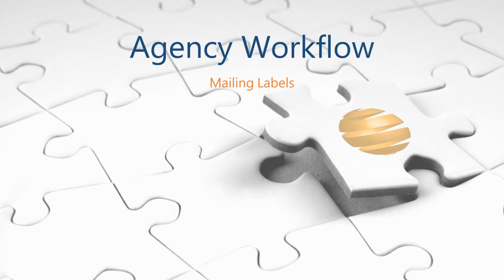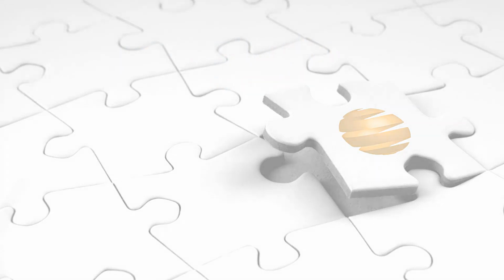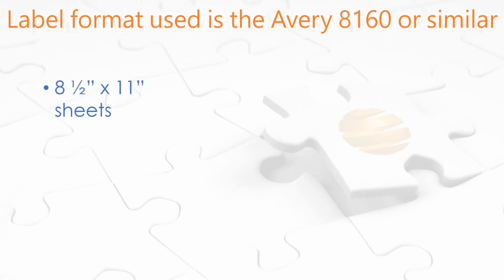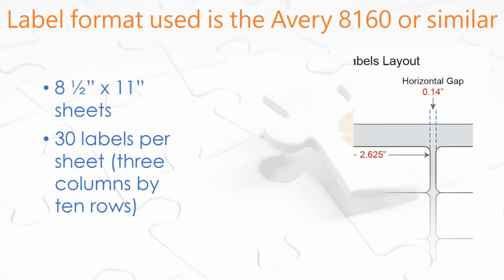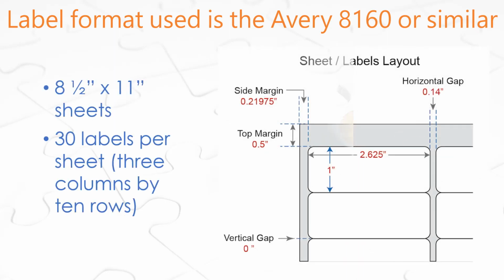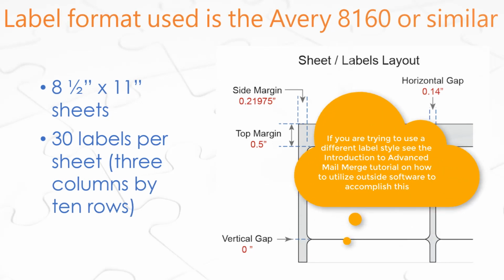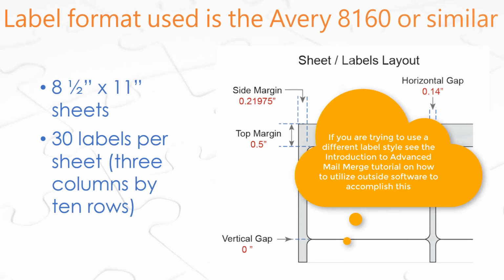In this video, we will show you in detail how to create labels using the program. Our mailing label feature utilizes the Avery 8160 style labels or similar. These are 8.5 by 11 sheets with 30 labels per sheet, 3 across and 10 down.